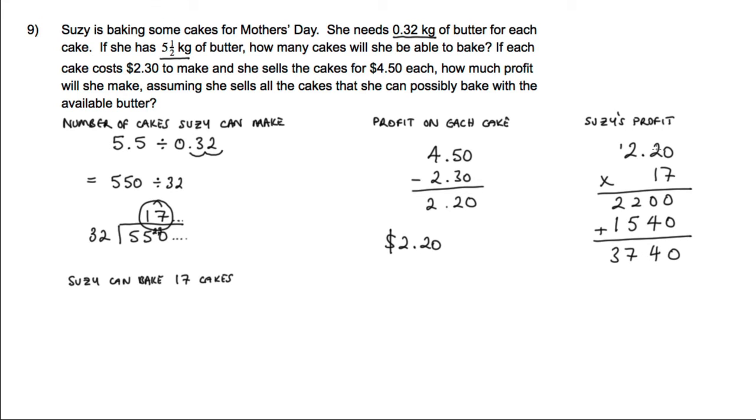And the last thing we need to do is to add in the number of decimals. Well, we have 2 decimals in the question here. So 2 decimals here. So Susie's profit is $37.40.